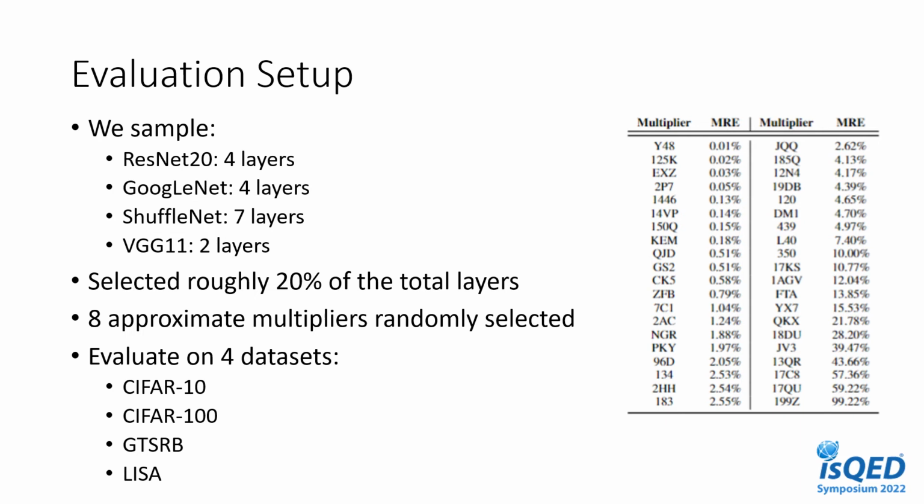The 8 multipliers we sampled were selected randomly from the initial pool of multipliers in the table shown here. We conduct our evaluation on 4 datasets, CIFAR 10, CIFAR 100, GTSRB, and LISA. The classification difficulty across these four datasets varies since the number of classes ranges from 10 up to 100. For instance, it is expected that the inference accuracy of any given DNN for the CIFAR10, GTSRB, and LISA datasets will be higher when compared to the CIFAR100 dataset.